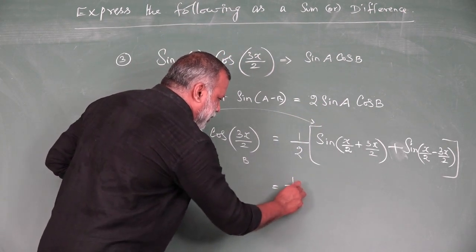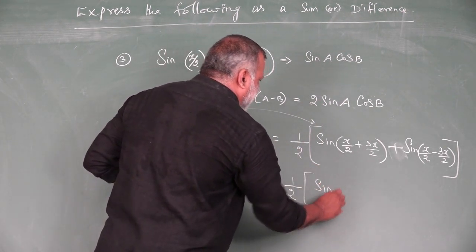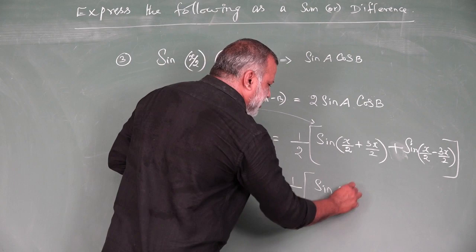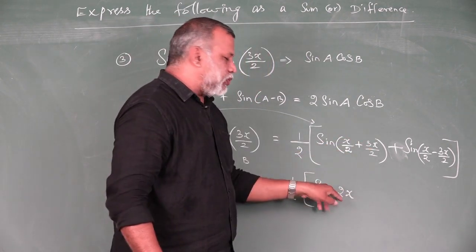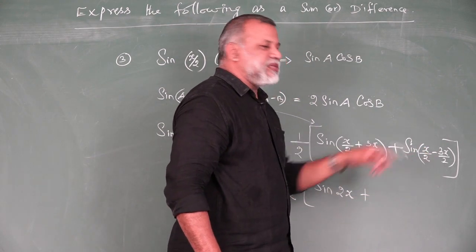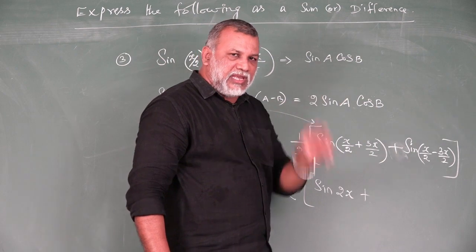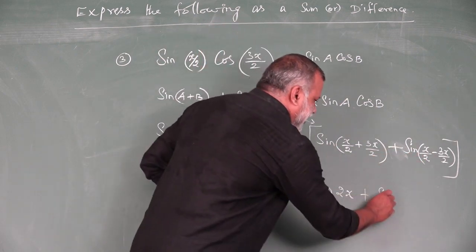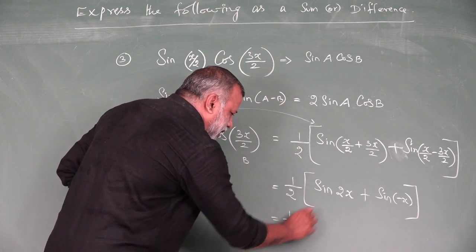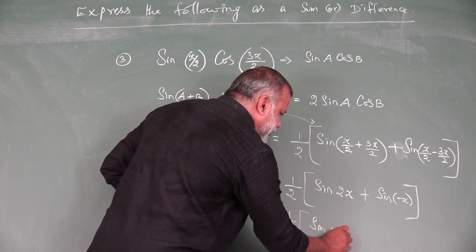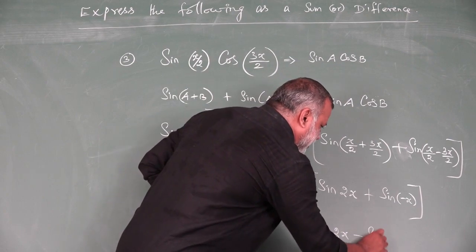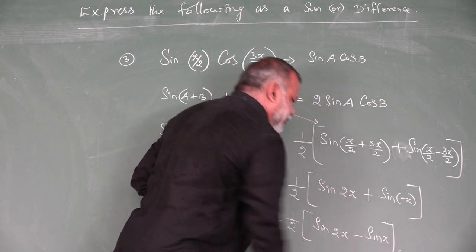Now we have to simplify this one. Half into sine of 3x plus x, 4x divided by 2, we can get 2x. Now plus, x minus 3x means we can get minus 2x, again divided by 2. Therefore, we can get sine of minus x. We already know this formula, half into sine 2x. Sine is negative because it is an odd function. So we can get minus sine x.